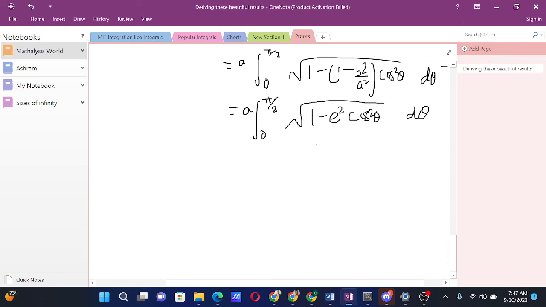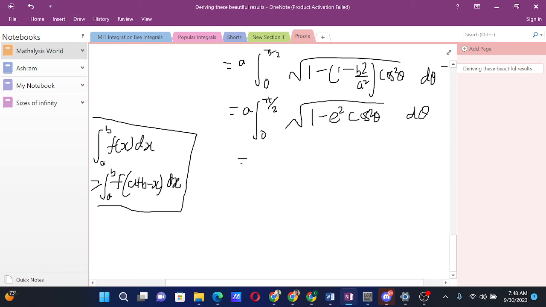We can also get to that formula by using the fact that the integration from a to b of f(x) dx is equal to the integration from a to b of f(a plus b minus x) dx. This is known as King's rule, and by using this we can get our required formula. In the integration from 0 to pi by 2, in place of theta we can use pi by 2 minus theta, and that gives us sine theta. So we have 1 minus e square sine square theta, d theta.